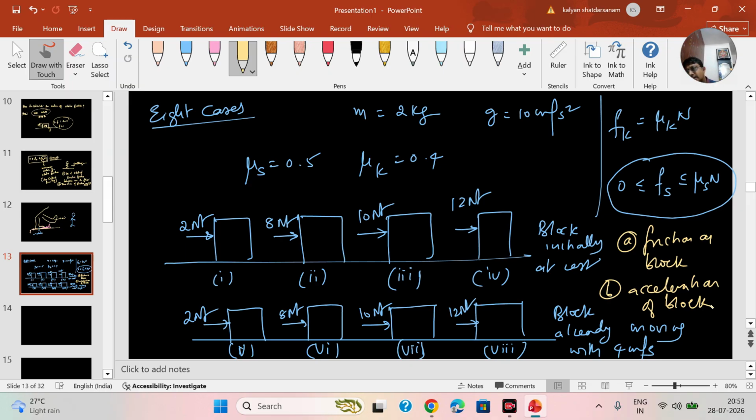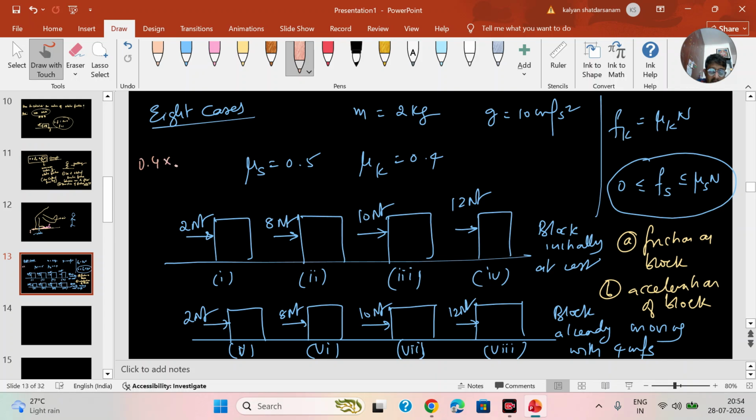Let me ask you one question. In the bottom four cases, when the block is already moving, what is the type of friction that acts? The block is already moving, right? So it has to be kinetic. So bottom four cases is an easier case. 5, 6, 7, 8. The kind of friction is kinetic and it's got its straightforward direct formula mu k n.